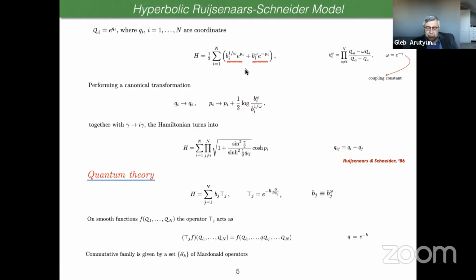So passing to the quantum theory, it's easier to deal with just a half of the Hamiltonian, and then quantization amounts to replacing this exponential of momentum with a finite difference operator. I call it T_j. This operator acts on the space of smooth functions by multiplying the corresponding coordinate with the quantum parameter q. Now, this Hamiltonian exhibits a commutative family of integrals given by a set of McDonald operators. I will show them to you later.